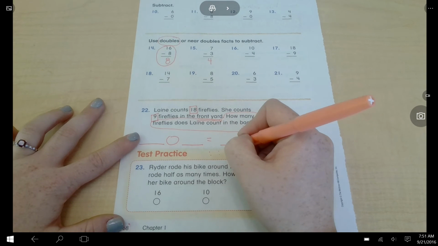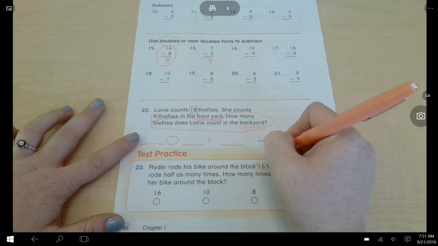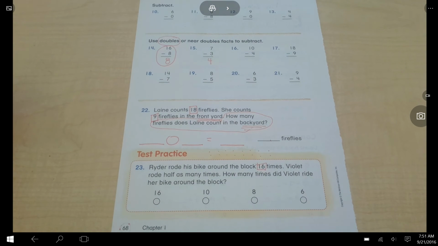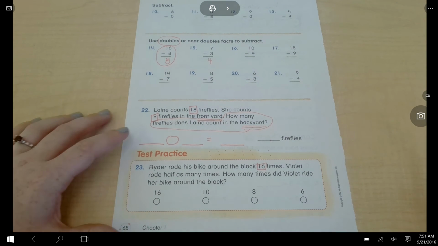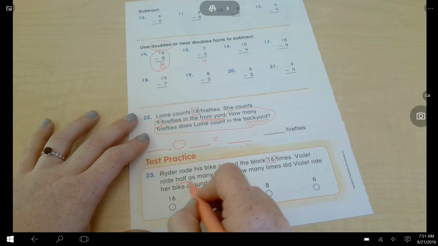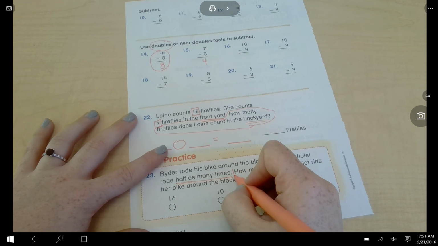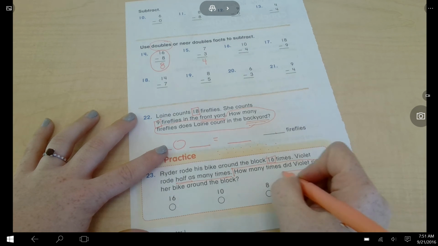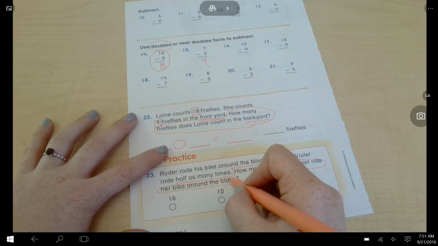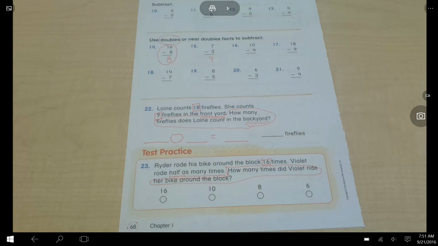1, 2, 3, 4, 5, 6, 7, 8, 9, 10, 11, 12, 13, 14, 15, 16. What would be half? I don't know. You need to figure that part out on your own. So we're going to underline half as many times because that's important information, but it's not a number. Our question is, how many times did Violet ride her bike around the block? Pause your video, answer that question now.